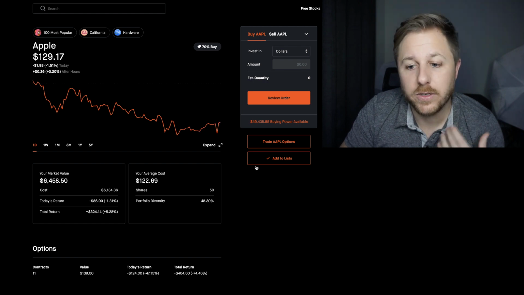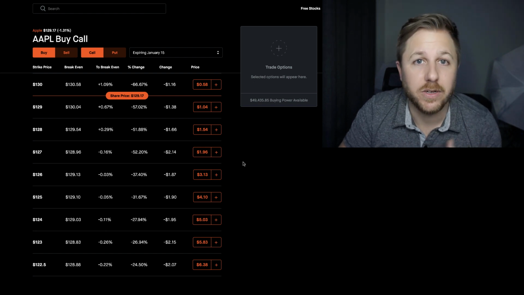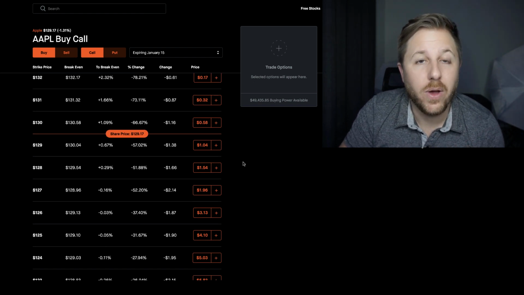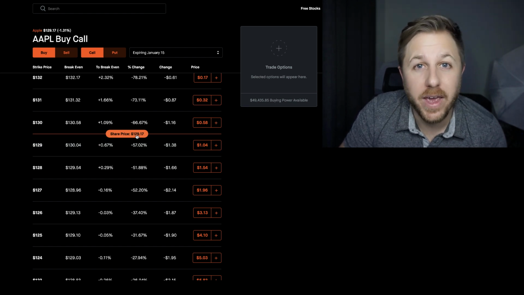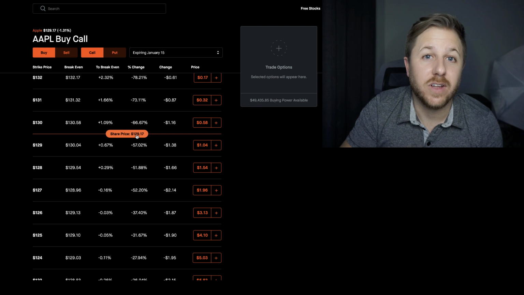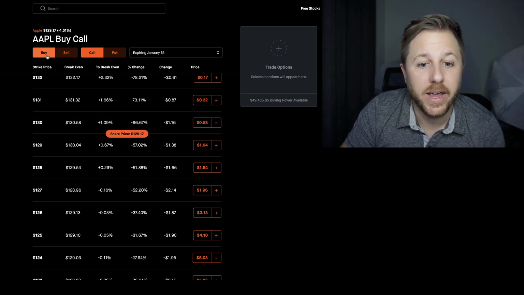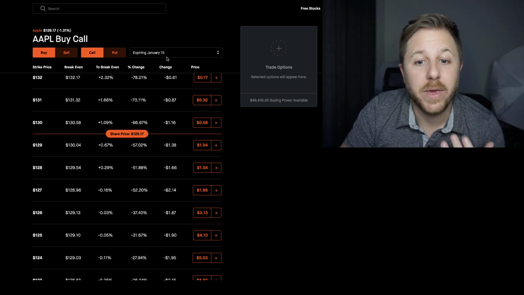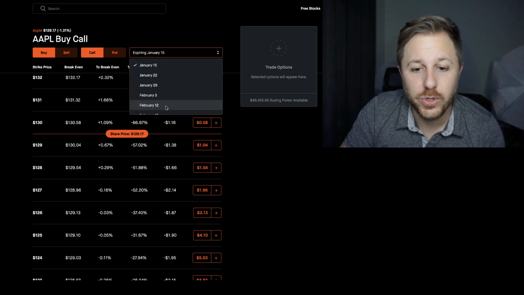So I'm going to go right here to where it says trade Apple options. I'm going to click right here, and this might be kind of confusing by looking at it, but you'll understand more in a second. So right now, Apple is at 129.17, and if we want to buy a call option, meaning we think the stock price is going to go up, all we do is go right here to where it says buy, we hit buy, and then you do call, and then you pick a date at which the expiration is. So for example, I'll choose March 19th.